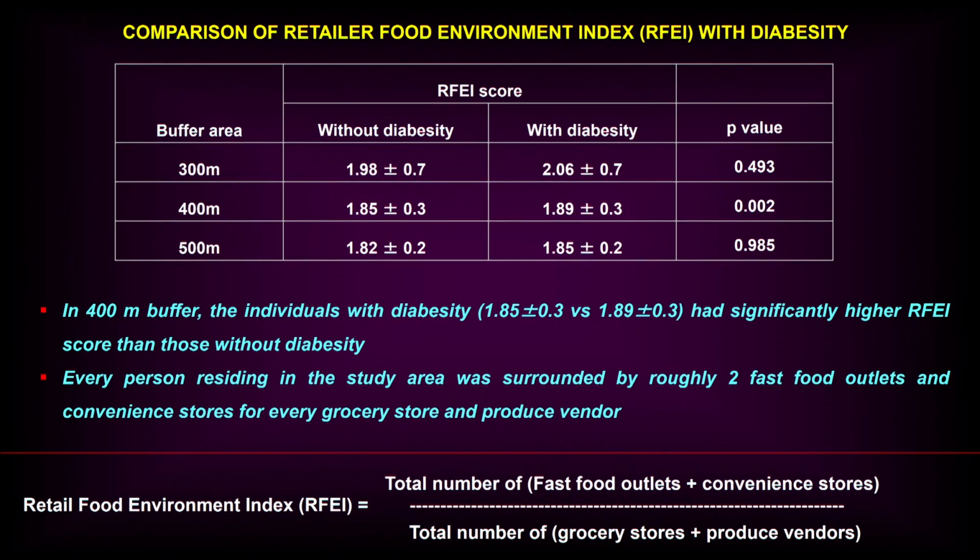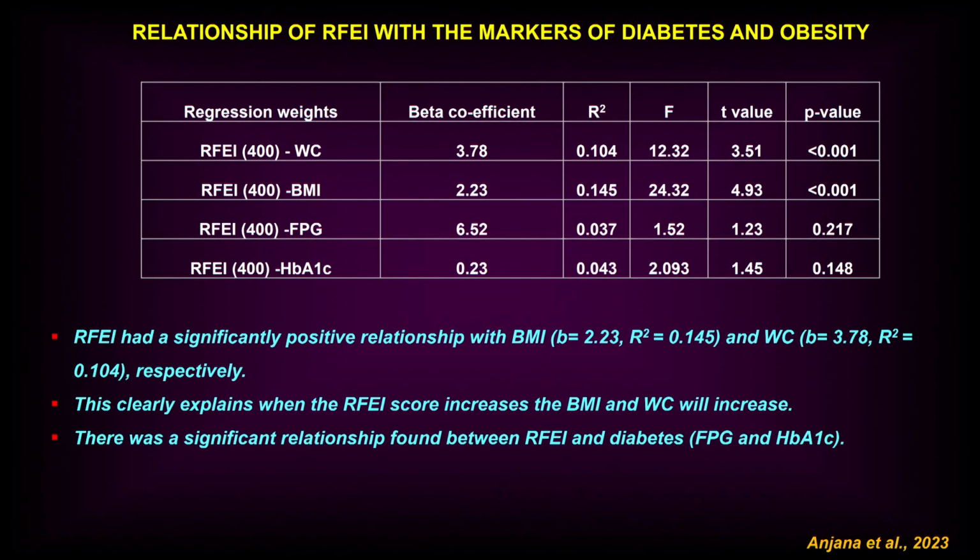So what we found is that for every person, look at this, with diabesity, look at the 400-meter buffer, 1.89. What does that actually mean? For every person residing in the study area, this person was surrounded by roughly 2 fast food or unhealthy outlets for every healthy outlet. That's what she's saying. So for every grocery store or health food outlet, there are 2 unhealthy options available for this person.